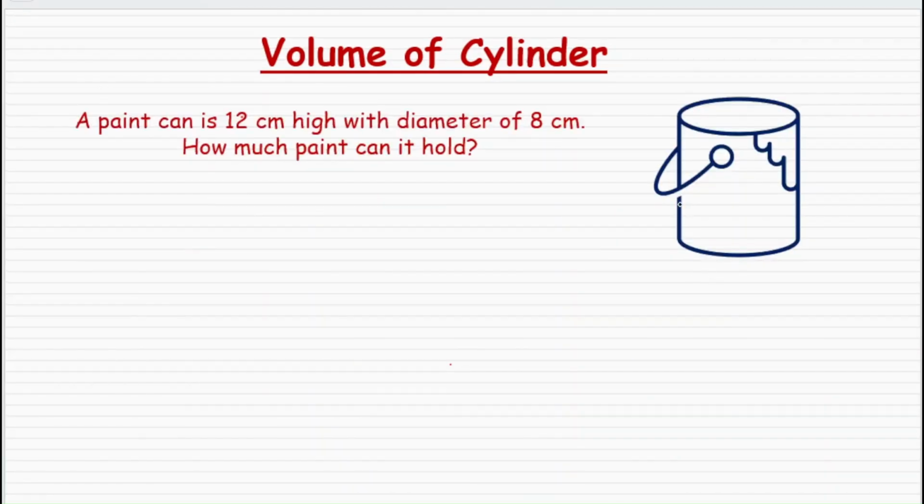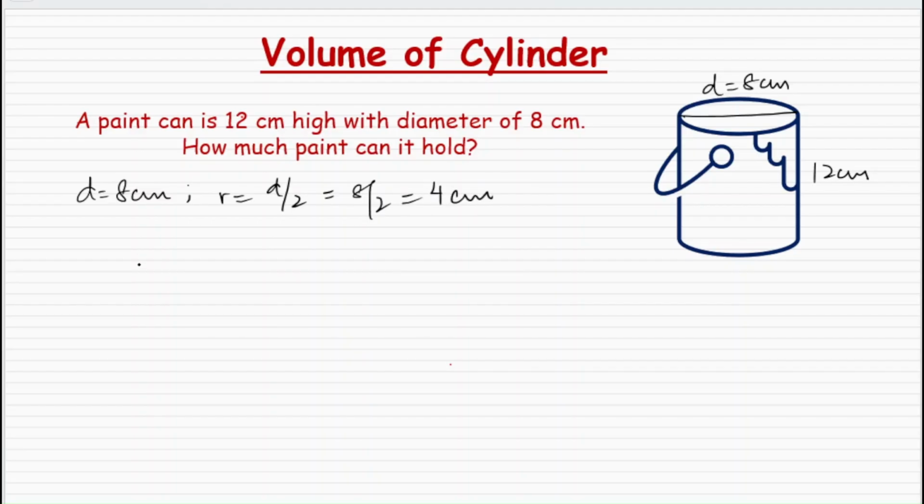All right. This is a paint can which is 12 centimeter high, and this complete diameter is given as 8 centimeter. So how much paint can it hold? How much paint it can hold means we need to find its capacity or the volume of this paint can. So first of all, the diameter is 8 centimeter. So the radius will be half of diameter. So half of 8 is 4 centimeter. And the height is given as 12 centimeter. So what will be the volume?